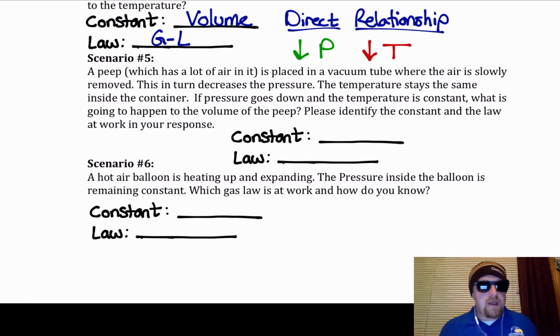All right. Moving on, scenario number 5. A balloon, which has a lot of air in it, is placed in a vacuum tube where the air is slowly removed. This in turn decreases the pressure. The temperature stays the same inside the container. That line right there is really important. The temperature stays the same inside the container. That is our constant. So temperature is constant in this particular problem.